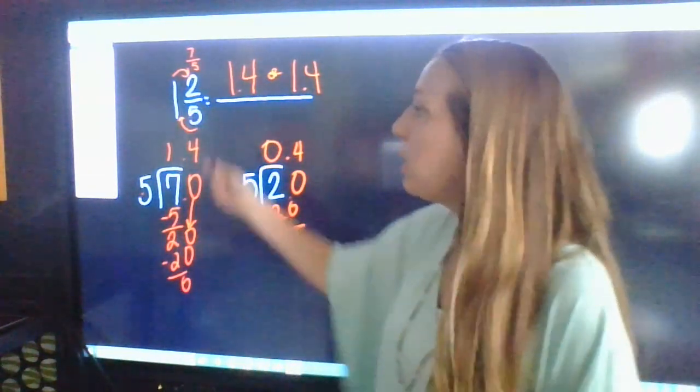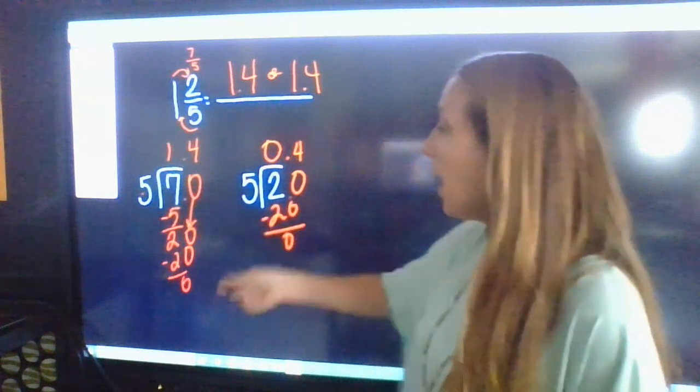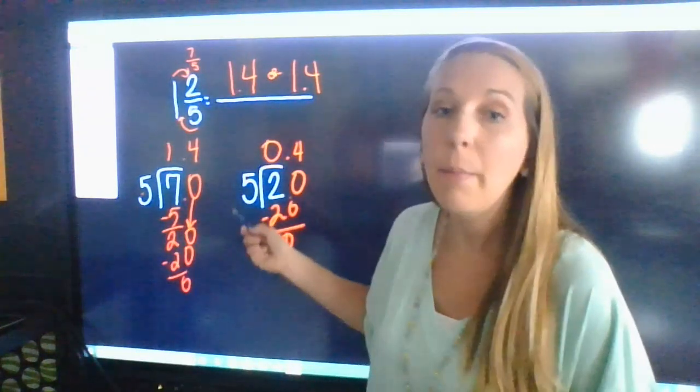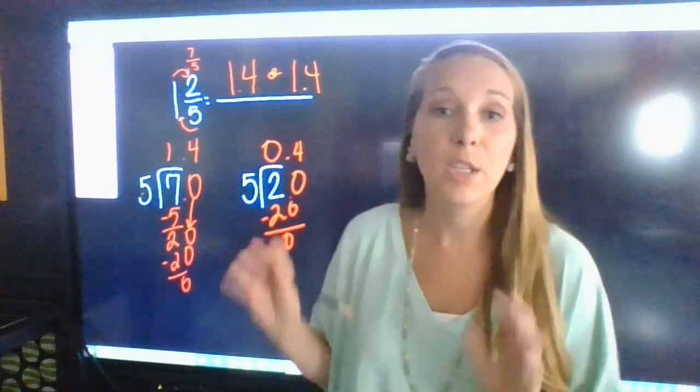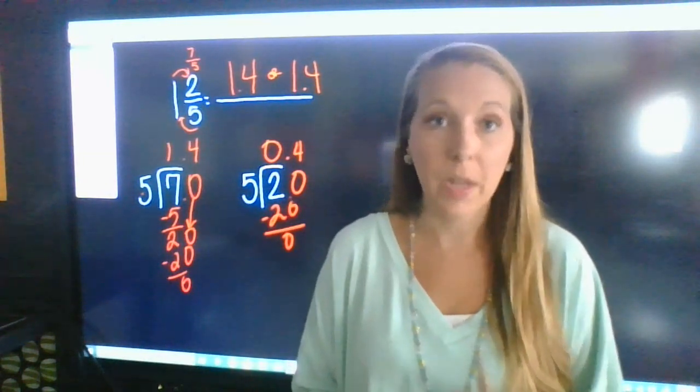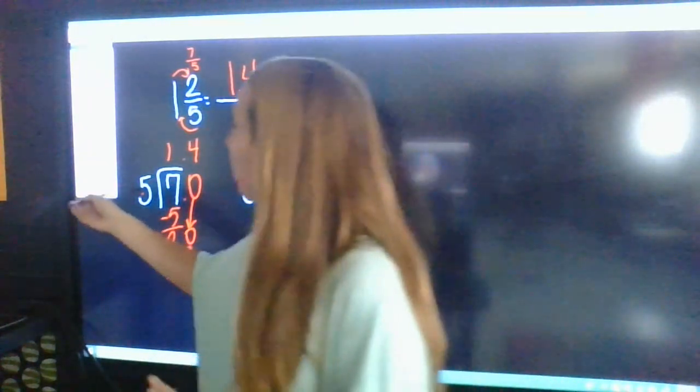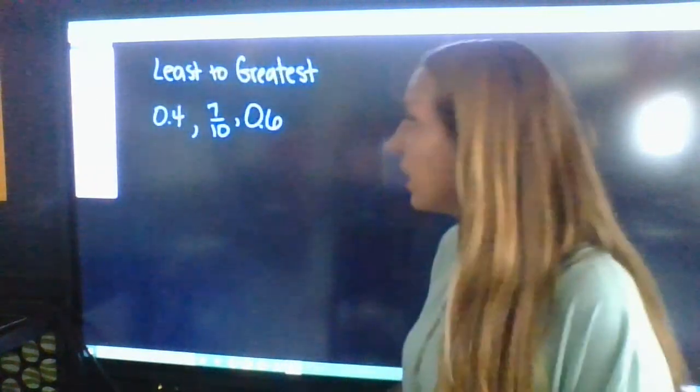It's up to you whether you want to make it improper and then divide or just divide the fraction. But if you do just the fraction, don't miss the whole number. Don't forget that it's still there. That's a big misconception.